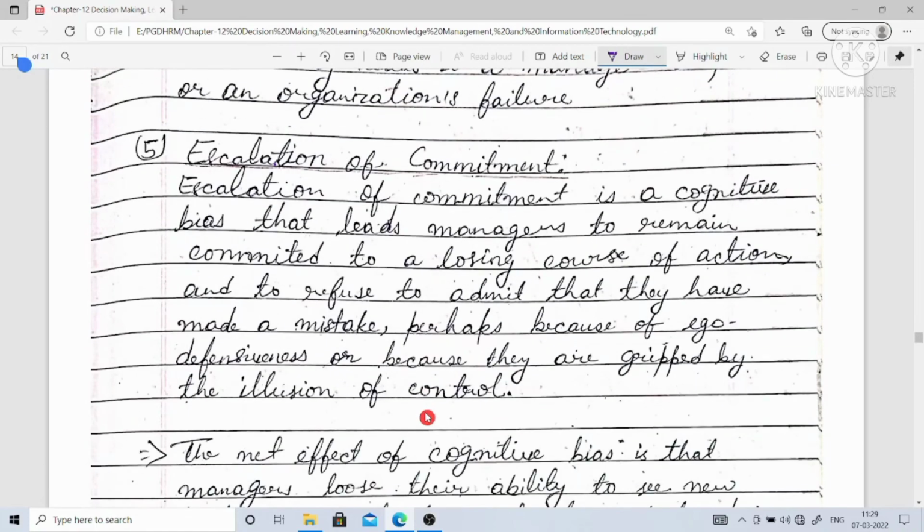So now you see what it says about escalation of commitment. It leads managers to remain committed to a losing course. It may be possible that managers have taken wrong decisions, but they still commit to their decisions. They don't accept that they have made wrong decisions. Maybe escalation of commitment is due to ego defensiveness or because they are gripped by the illusion of control. The reason may be ego defensiveness or the illusion of control also. So that's the escalation of commitment.